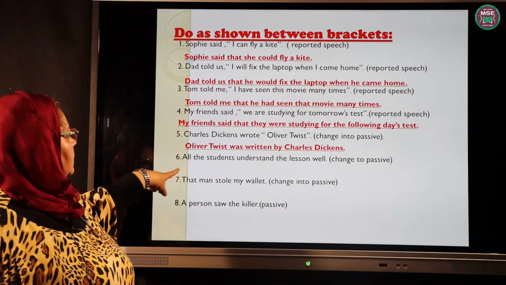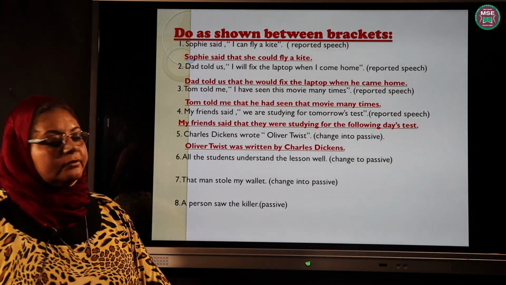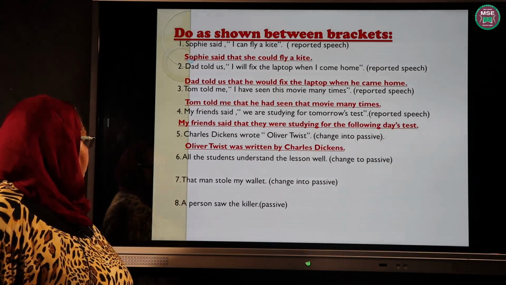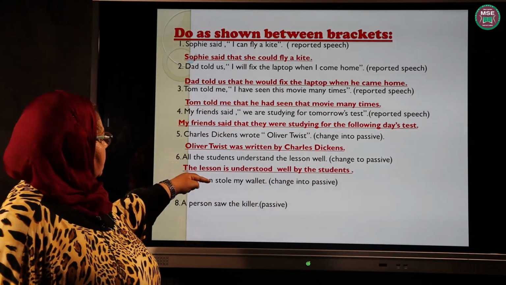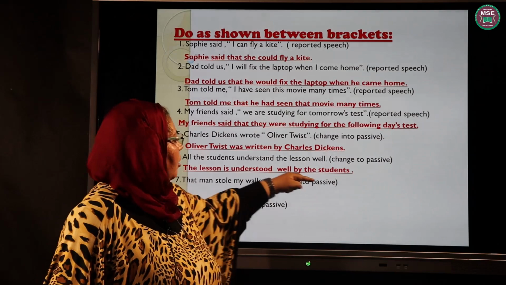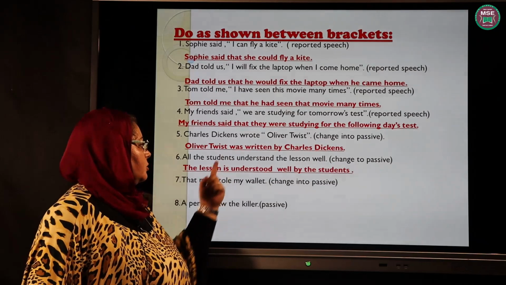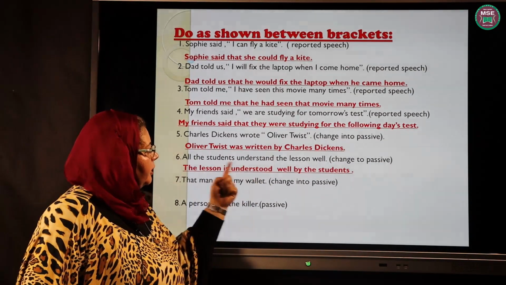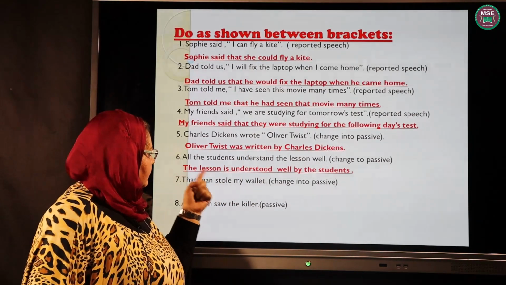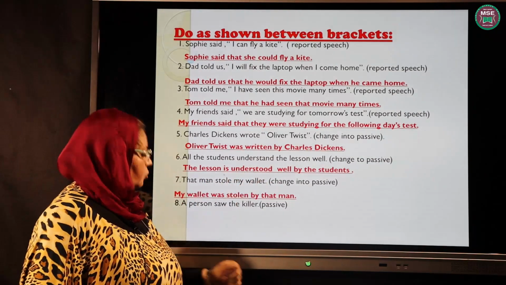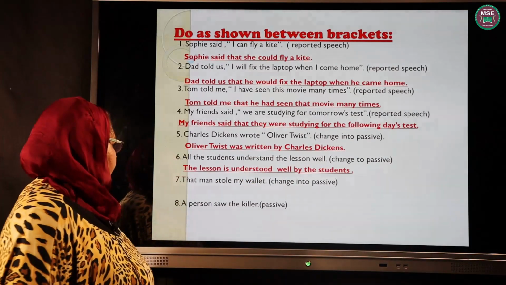Okay, I'll give you time to answer this alone. All the students understand the lesson well. Change into passive. The lesson is understood well by the students. Look at this. "Is," not "was." Why did I not change it to past? Because this verb is in the present, I bring the verb to be in the tense of this verb. So it's the lesson is understood well by the students.